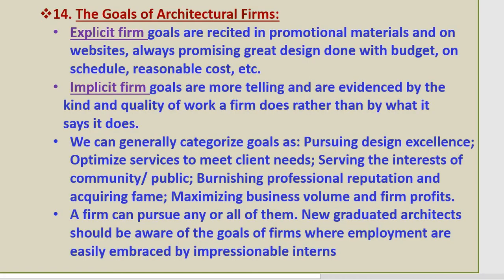Okay, so basically the goals of an architecture firm are explicit and implicit. The explicit goals are in the promotional material and on the website, always promising a redesign done within the budget and the schedule, and at a reasonable cost. This is what you call the explicit form. How about implicit? The implicit goals are more telling, and they are evidenced by the quality of the work of the firm, rather than by what they say.